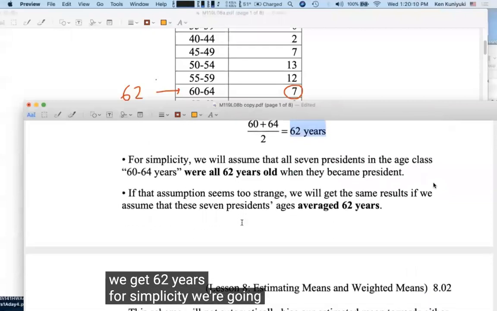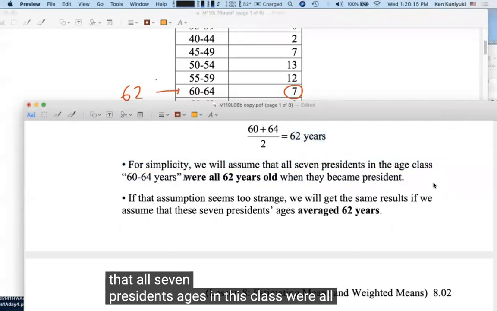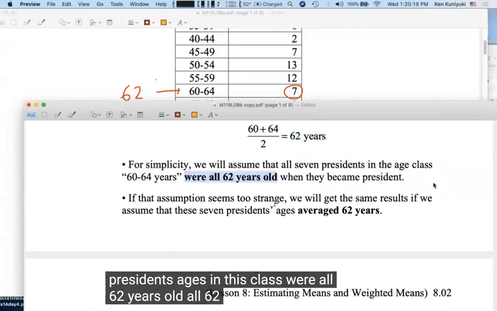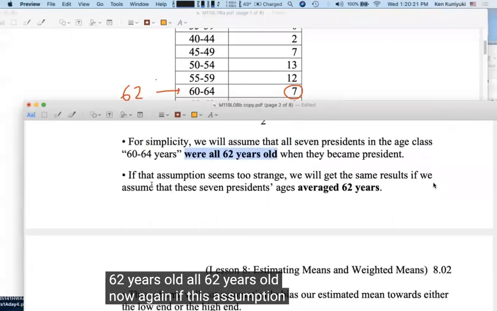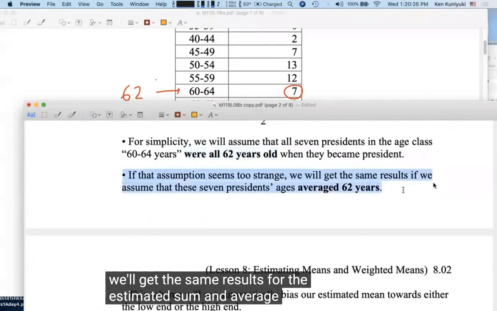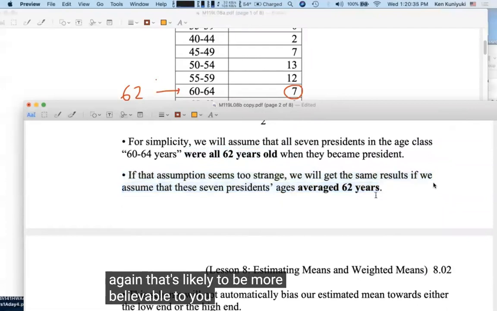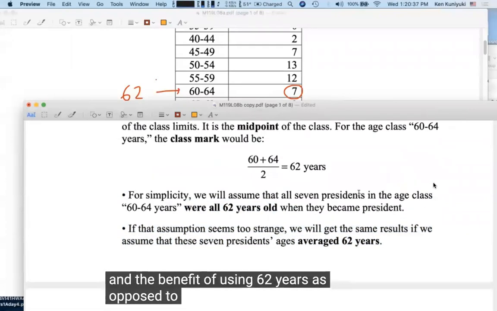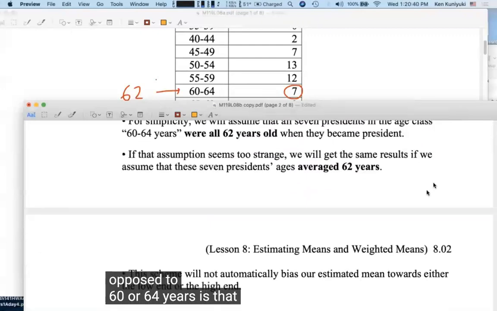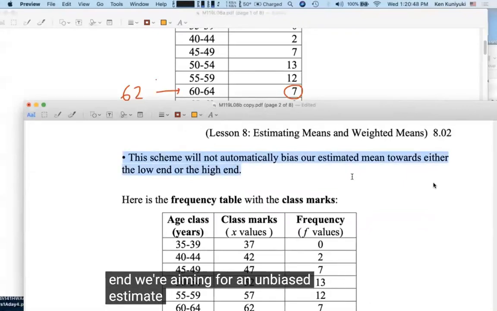For simplicity, we're going to assume that all 7 presidents' ages in this class were all 62 years old. Now again, if this assumption seems too strange to you, we'll get the same results for the estimated sum and average if we assume that the 7 presidents' ages averaged 62 years. That's likely to be more believable to you. And the benefit of using 62 years as opposed to 60 or 64 years is that this scheme will not automatically bias our estimated mean towards either the low end or the high end. We're aiming for an unbiased estimate.